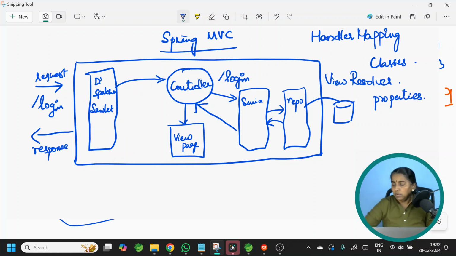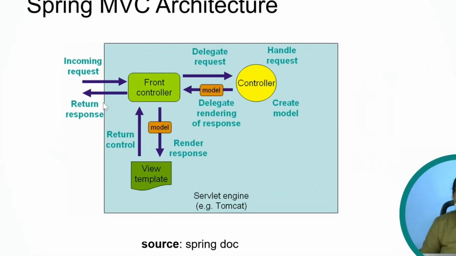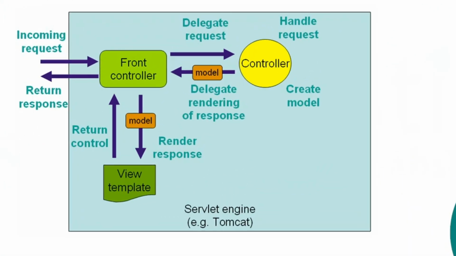Okay. Now, let me show you the original pictorial representation. I hope you can see this. This is the Spring MVC architecture. A request comes in to the front controller, which is the dispatcher servlet. The dispatcher servlet will send the data to the controller. The controller is responsible for handling the request.